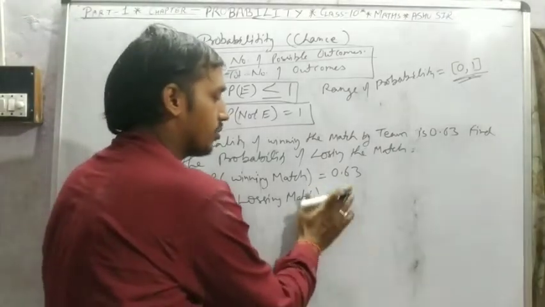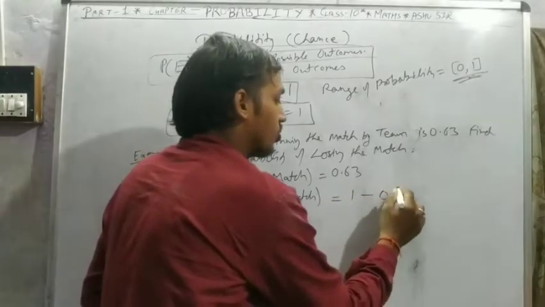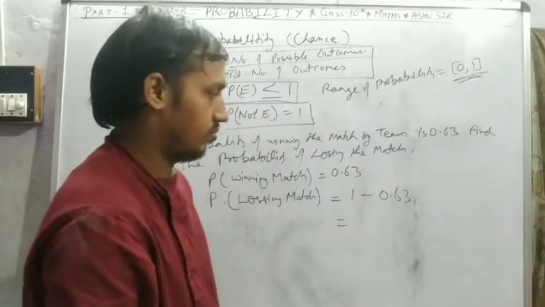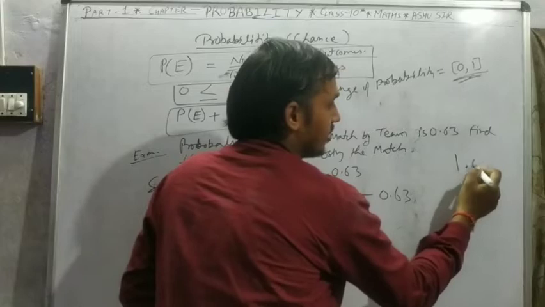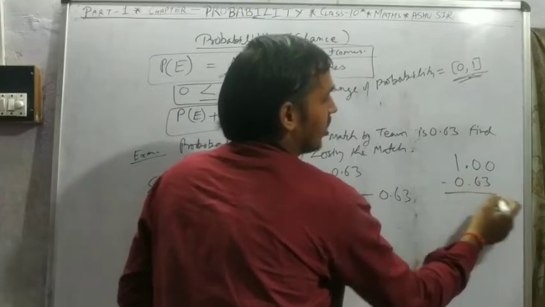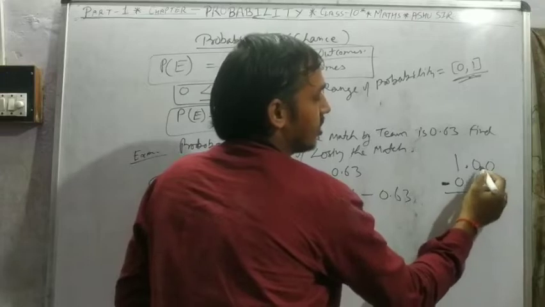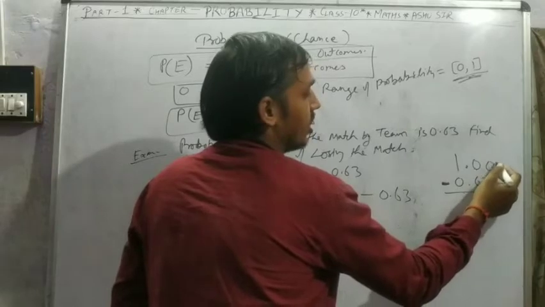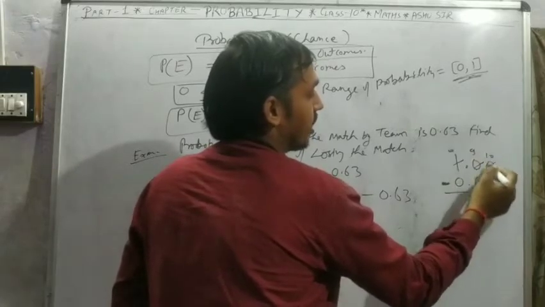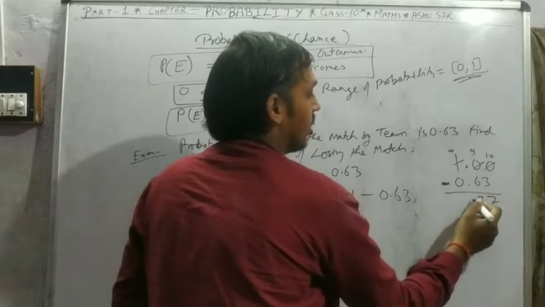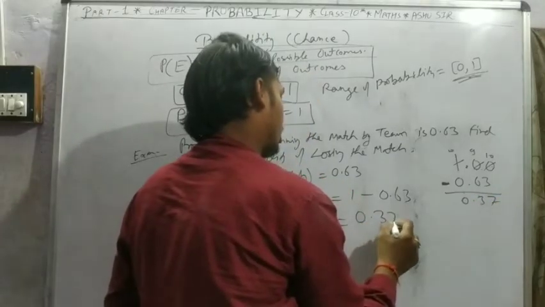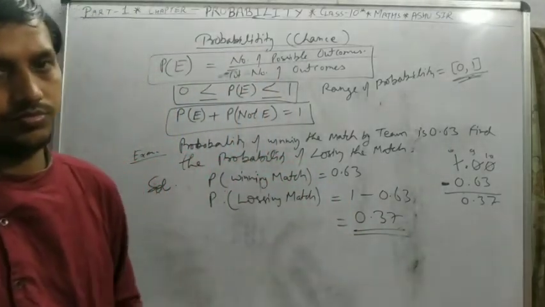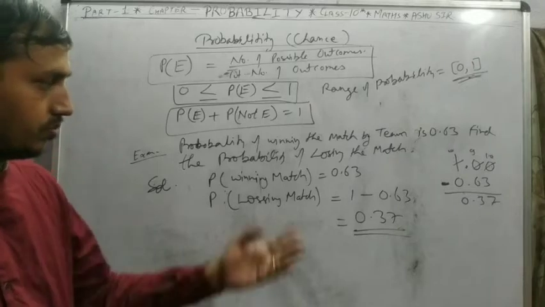That's a 1 mark question in the board examination. 1 minus 0.63. Many students are confused how to subtract them. So 1.00 minus 0.63, equalize the decimal places, then carry 1, it's 9 or this 10. 10 minus 3 is 7, and 0.37 is the probability of losing the match. Okay, pause the video and note down.